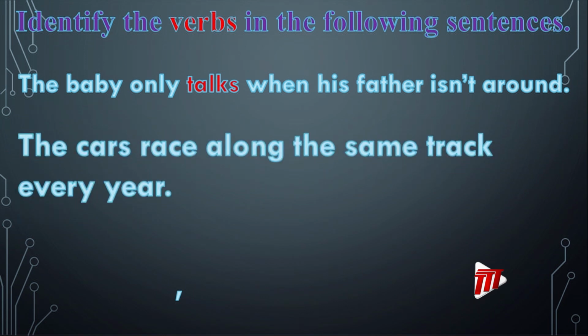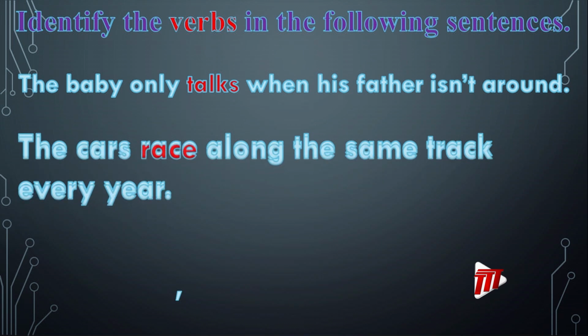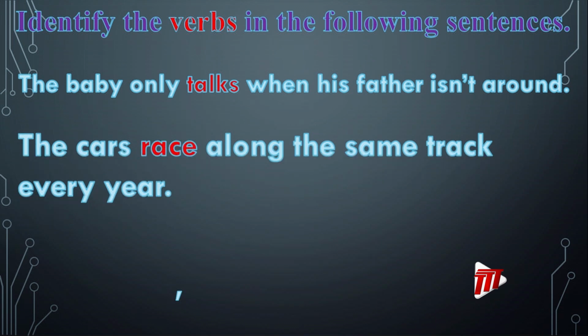Then we have the cars race along the same track every year. And what do you think the verb is? We have the cars race along the same track every year. So race there is the verb. So the cars are racing, and that's the action that they are taking.